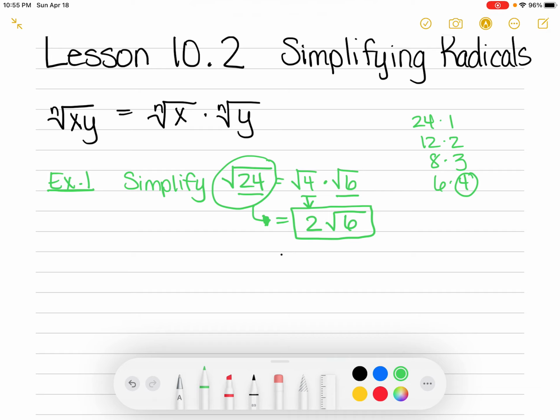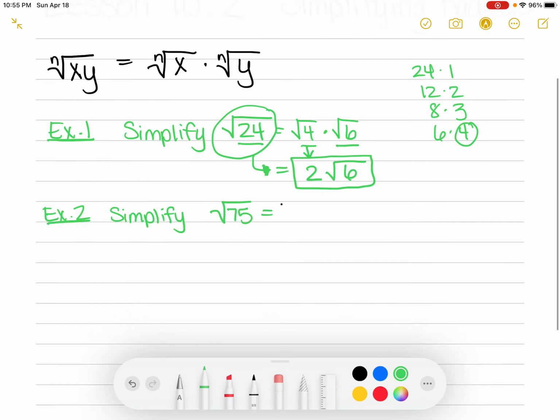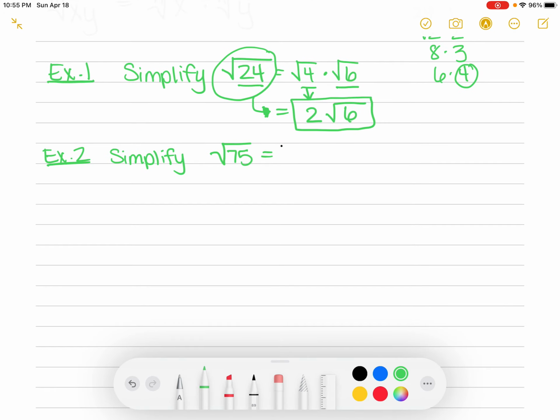Okay, let's do another one so that you kind of get a hang of this. Okay, example 2. They want you to simplify. I'm not going to write simplify every time. I'm just going to probably do it on those first 2. Okay, the square root of 75. So 75 is a much bigger number than 24. And I'm going to show you a way to do really big numbers. But I still think 75 is pretty easy to do in your head. Because I know that 75 is 25 times 3, right? So if I do it like that, 25 times 3.